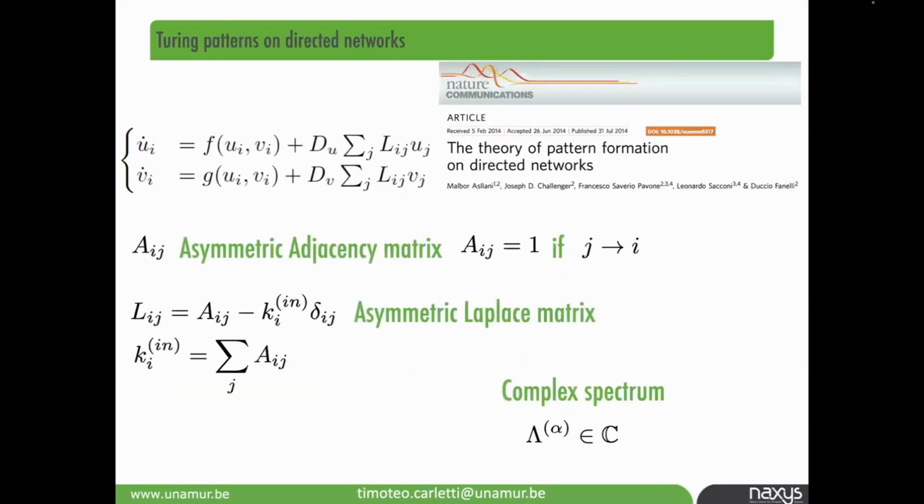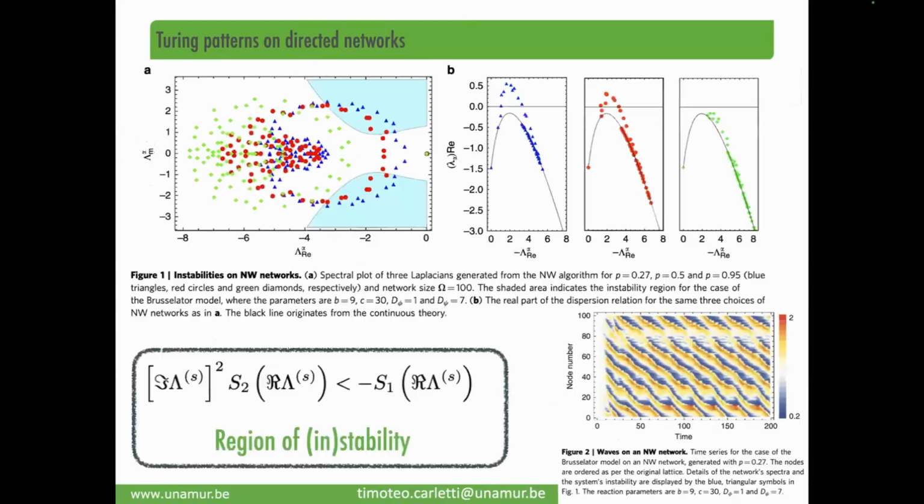Okay, so up to now the networks were undirected. Now we can consider directed networks, and this has been done by Malbor and Duccio, a collaborator, 10 years ago. So now we assume that L is an asymmetric matrix, but it's still diagonalizable. So we still have an eigenbasis, and now I take for L the matrix where I put the in-degree and not the out-degree. Okay, so the spectrum is complex, but you can do almost the same computation as before.